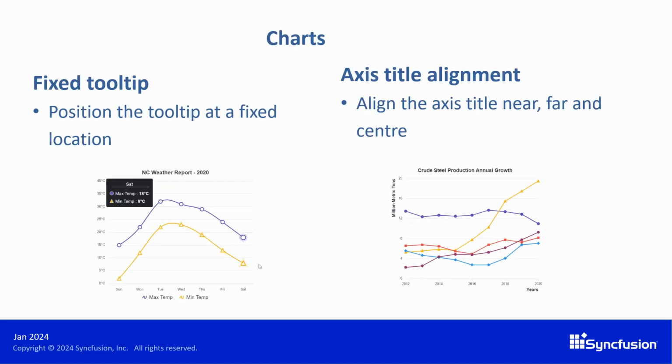In the charts, axis title alignment support is given. Now you can align the title to the left, right, and center of the chart area. The next update in the charts is Fixed Tooltip. This feature allows you to position the tooltip at a fixed location.